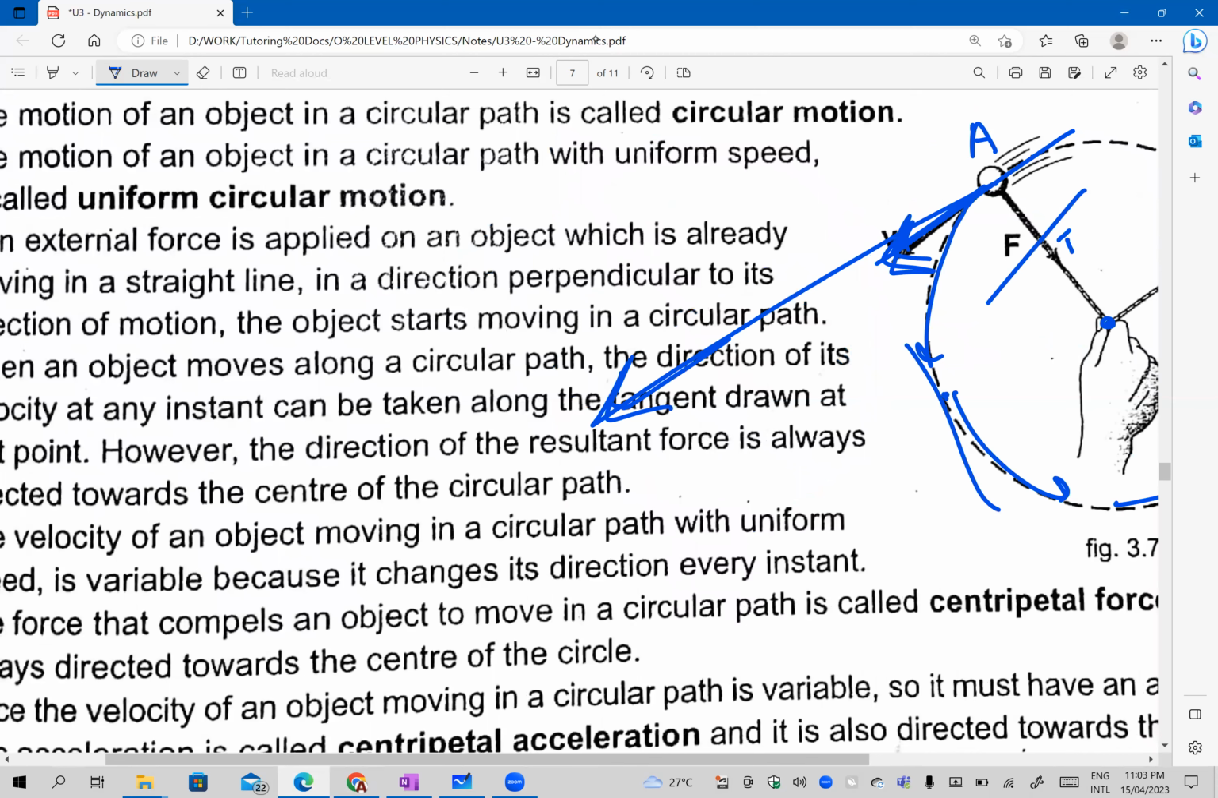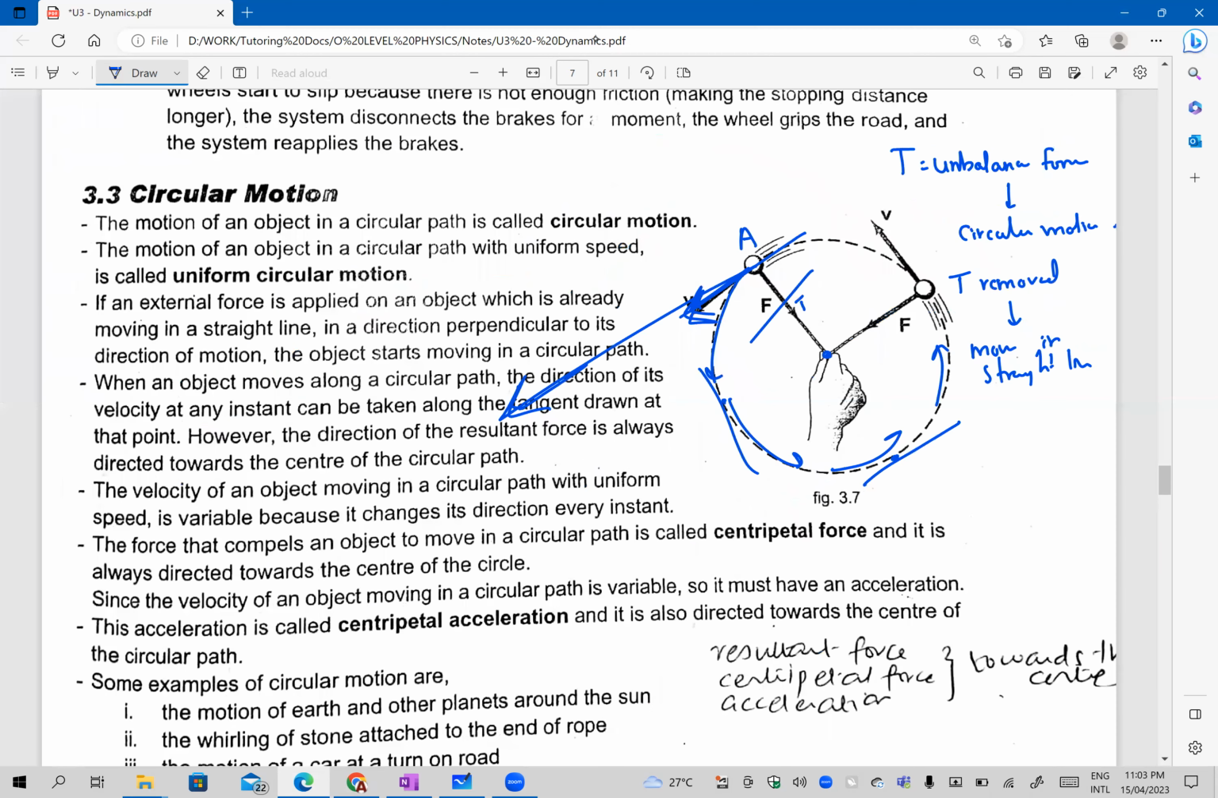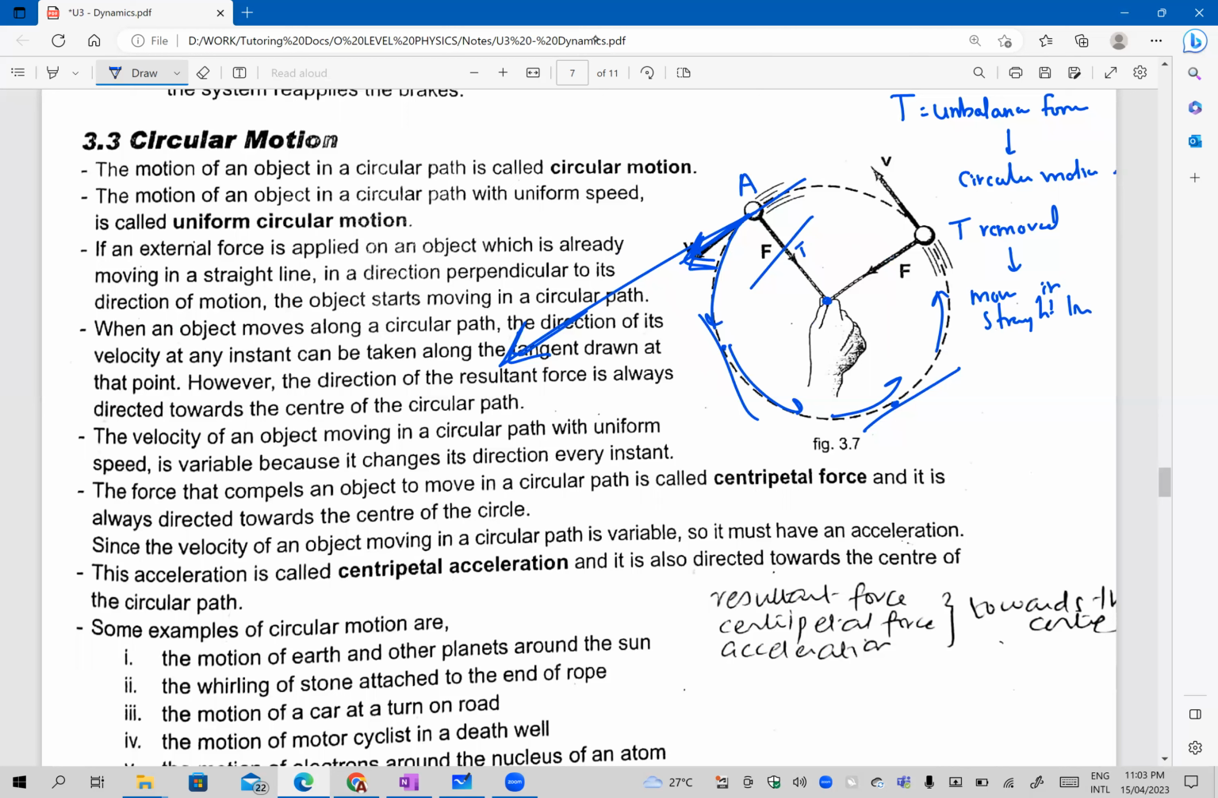To understand this, I'm going to quickly read through the equation as well. The motion of an object in a circular path is called circular motion. The motion of an object in a circular path with uniform speed is called uniform circular motion. If an external force is applied on an object which is already moving in a straight line, in a direction perpendicular to its direction of motion, the object starts moving in a circular path. You see, this tension is the external force, and this is the object's initial direction, the blue line, and this force acts perpendicular, making a 90-degree angle. Because of this, the object will move in a circular path.